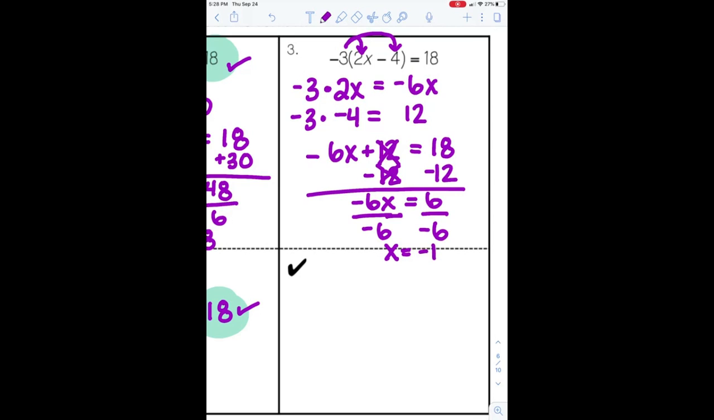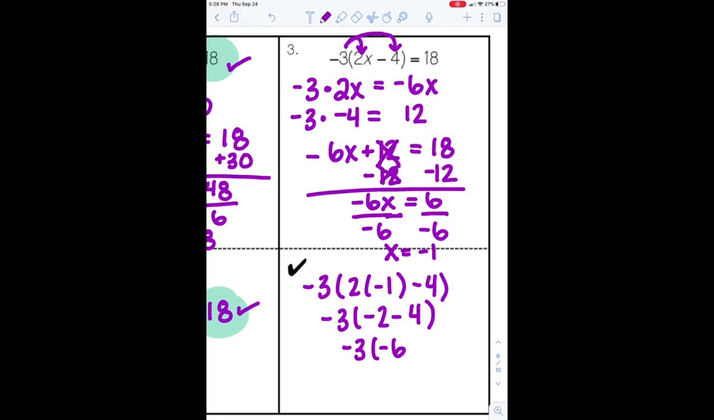So let's plug in -1 for x and check our work. So I've got -3 times 2 times -1 minus 4, which is going to give me -3 times -2 minus 4, which gives me -3 times -6, which gives me a positive 18. So my answers match, which means I did the math correctly, okay?